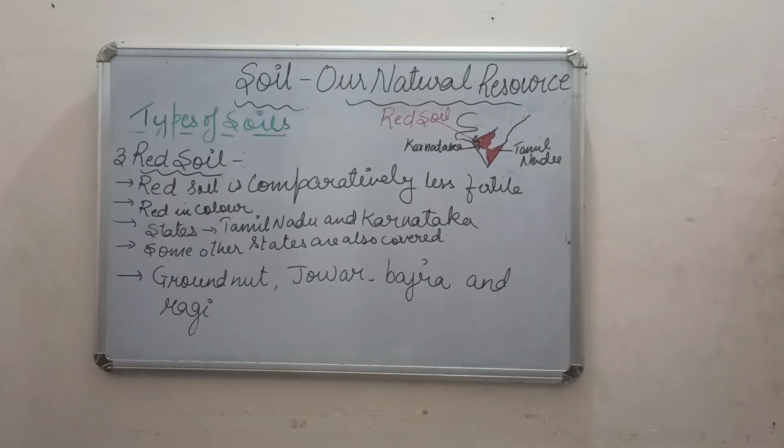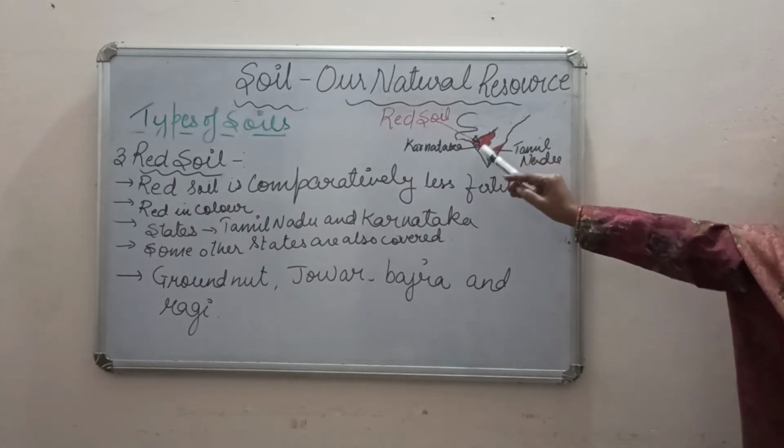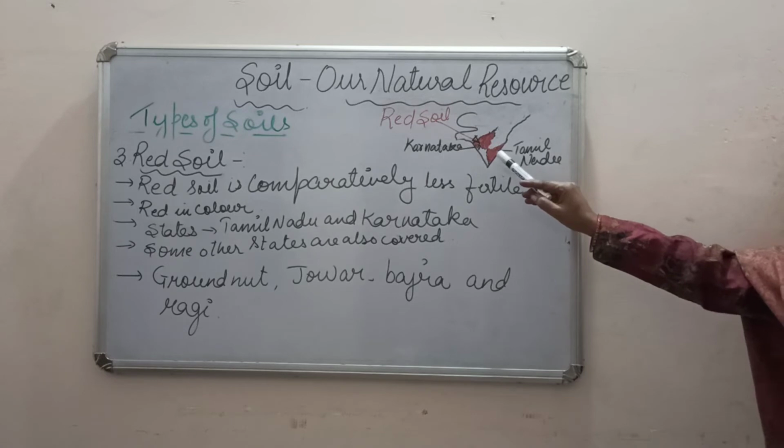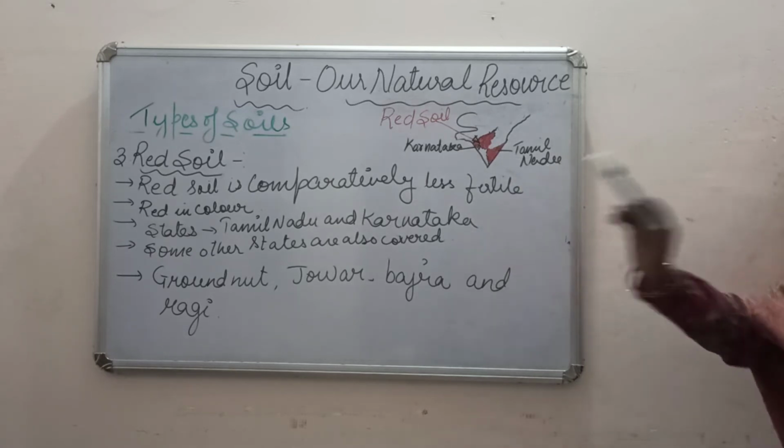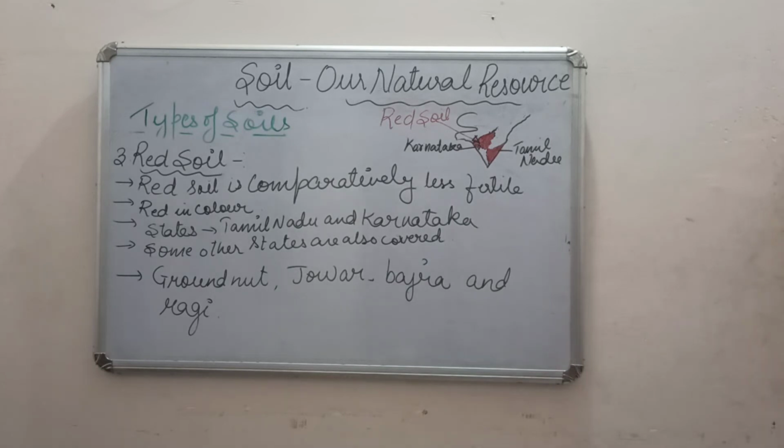The states which are covered with the red soil are Karnataka and, on the southern side, Tamil Nadu. Clear? Some patches of red soil are also seen in other states, children. So you cannot say that only Karnataka and Tamil Nadu, but in some nearby states you can see the red soil is also available.